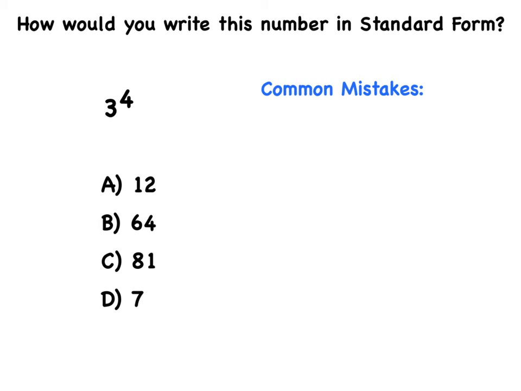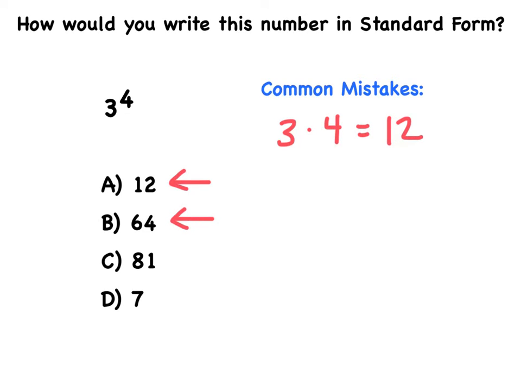There are some common misconceptions people make with exponents. Let's look at the mistakes that you could have made in this problem. For answer A, they multiplied the two numbers together. So 3 times 4 equals 12.